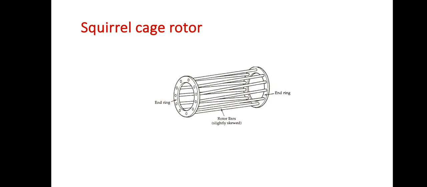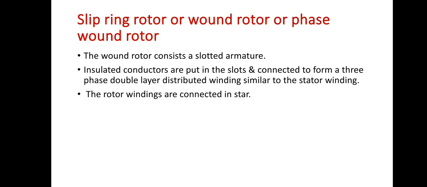This is your model of squirrel cage rotor. On both ends we have the end rings. Between the end rings we have some bars. Those bars are nothing but the rotor conductors. In between the rotor conductors we have the rotor core part. So rotor bars, and in between we have the rotor core.